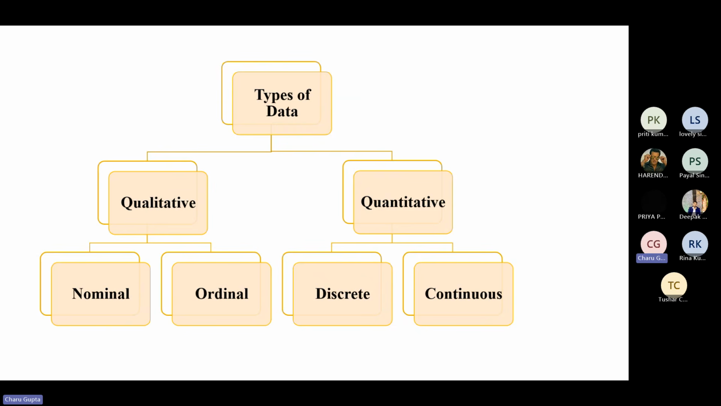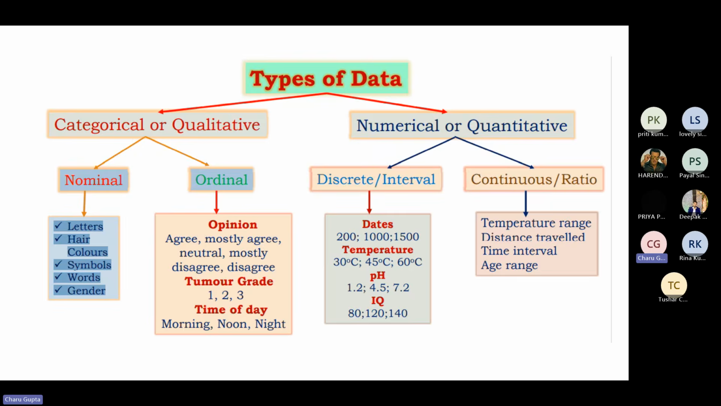Next comes the types of data with which we will be dealing, qualitative and quantitative data. Qualitative is not having any numerical value. It is either nominal or ordinal. Whereas quantitative is having a certain numerical value associated with it, which could be discrete or continuous.